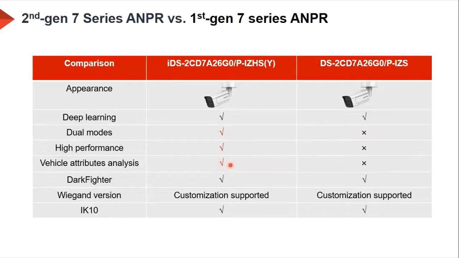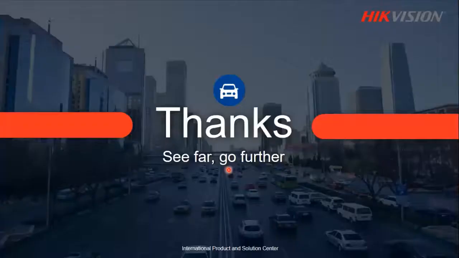The newer one can also do a little bit more vehicle attributes analysis, so vehicle color and those kind of things, vehicle types and so on. And then the rest is basically the same. So the main differences are these red ones over here. The dual modes, a higher performance, as well as more vehicle attributes, which makes it much more easy to find a specific vehicle if you need to do research or maybe investigation to try and find a specific vehicle. All right. Now you know the difference between the two generations of the 7 Series ANPR cameras.